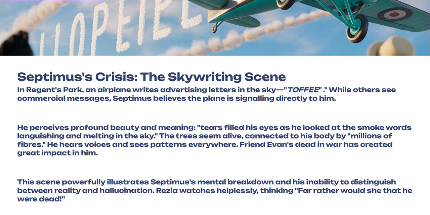Septimus does not see it plainly. He believes that the sky is sending him secret messages. Tears come to his eyes as the smoke letters slowly fade. He sees life as full of deep meaning and strange connections. He believes trees and the ground are connected to his body by millions of tiny threads. So he feels that each and every tree in nature is connected to his nerves. The fiber of the tree is connected to his nerves. And this scene shows the intensity of his hallucination and how he cannot separate imagination from reality.